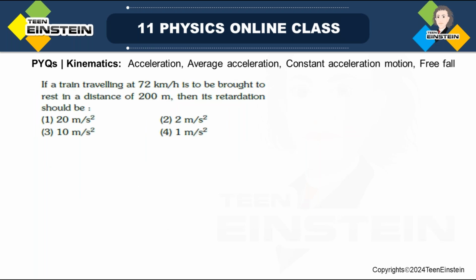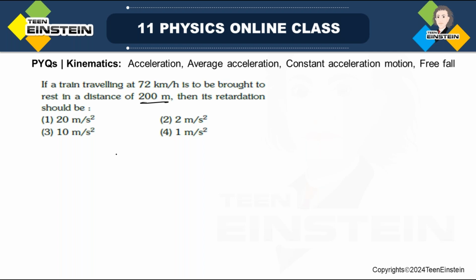Okay, now let us see what this question is saying. This question says if a train traveling at 72 km per hour is brought to rest at a distance of 200 meter, then how much is its retardation?